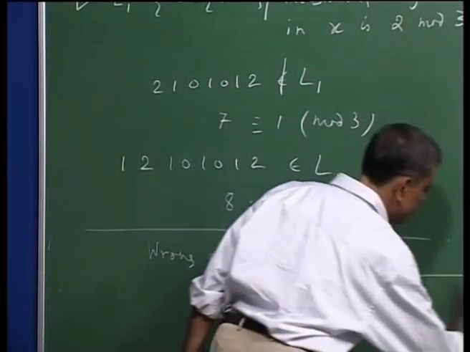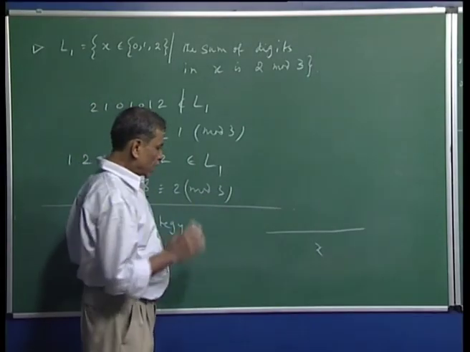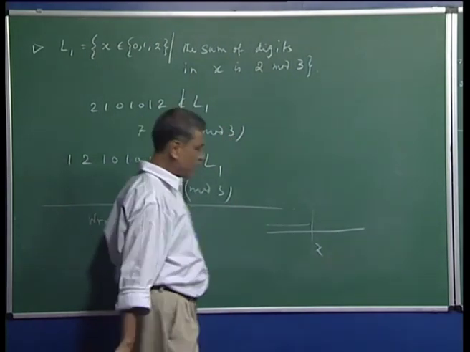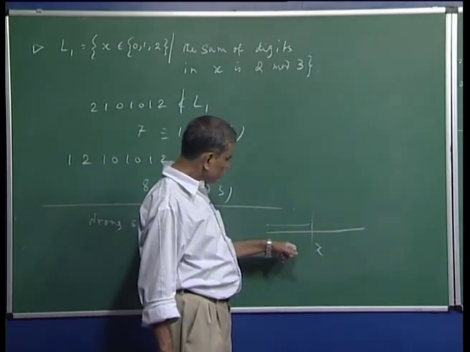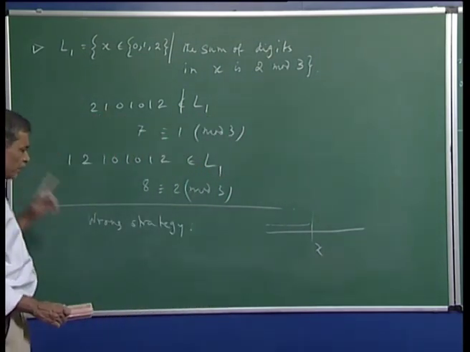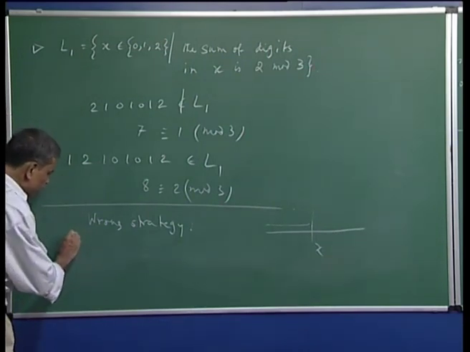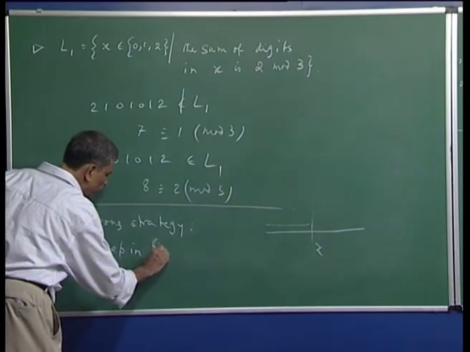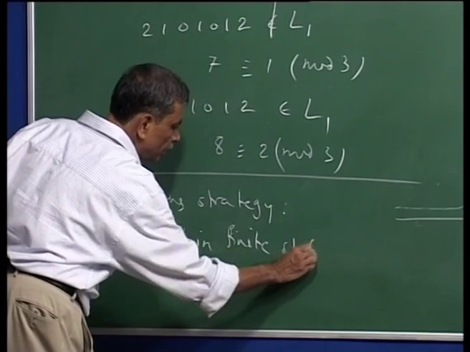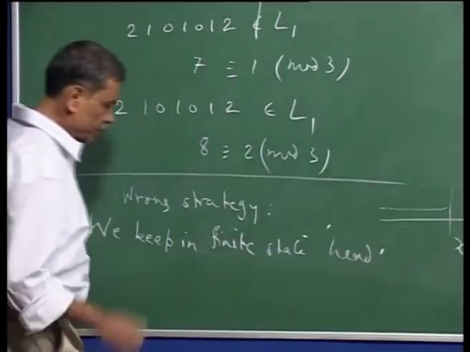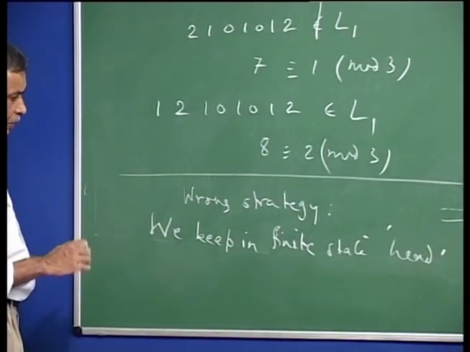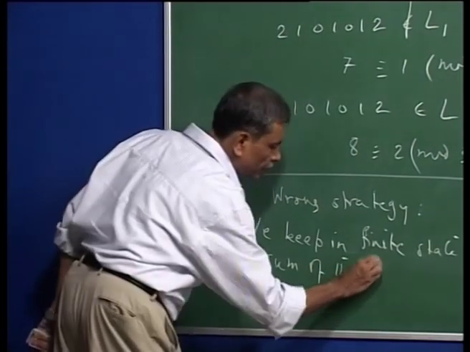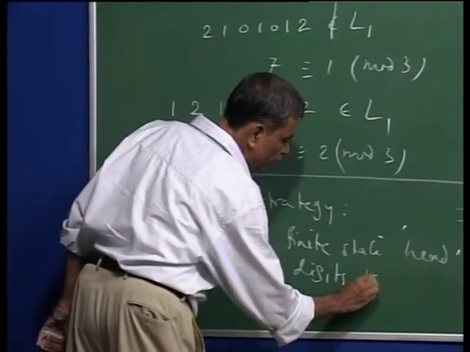In any case, suppose the string x is given to you, and remember the idea of the design of a DFA: as we are scanning this string x from left to right, we keep some information in the head. Someone says that the information we keep in the finite state head, that is the mind of the machine, is that one of the states of the machine is going to keep track of the sum of the digits seen so far.